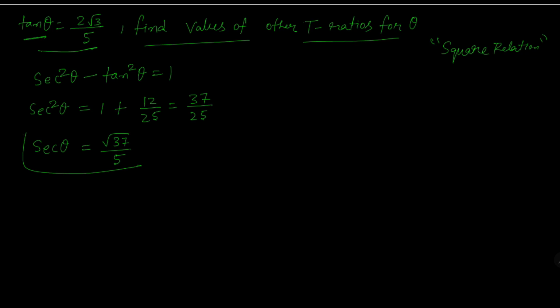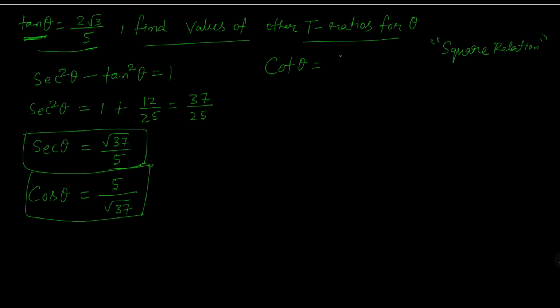Don't worry about the sign as of now. It will come as and when it is required. You don't have to worry about it. So right now let's focus only on the positive value. So the positive value of sec theta is root 37 upon 5, right? The moment you have sec theta, you can calculate cos theta. Cos theta will be inverse of sec theta, that is 5 by root 37, right? You already had tan theta, so from there cot theta will be inverse of tan theta, that is 5 by 2 root 3. Again focus, square relation has to be used only once, we have already used it.